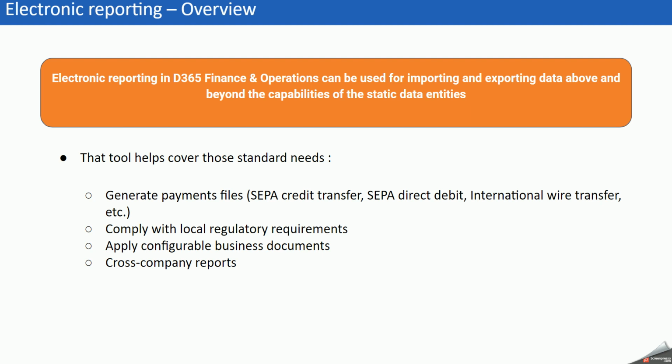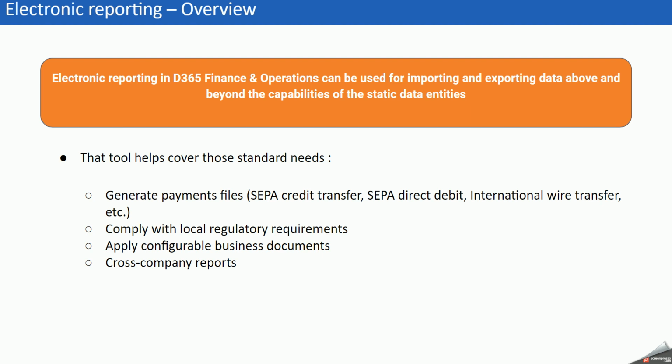And basically, it will cover those standard needs. You can generate payment files and configure those files. So, for instance, a SEPA credit transfer or a SEPA direct debit, which is a pain.008 file, or an international wire transfer for SWIFT payments. And any changes in those payment files can be done through configuration in electronic reporting.